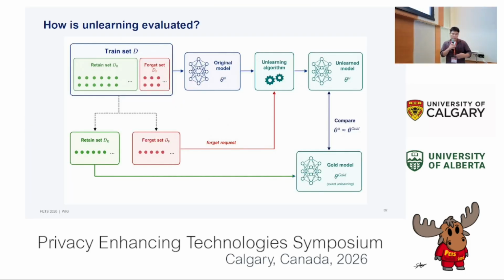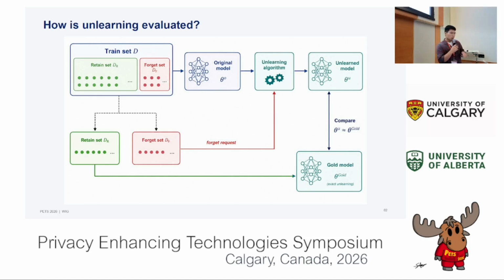So let's start by saying what unlearning is and how unlearning is evaluated. Unlearning is like a task that is the reverse of learning. Its task is to forget specific data from a learned model. Unlearning is evaluated by first having the original model, which is trained on the train set. The train set is composed of the retain set, whose information we wish to retain, and the forget set that we wish to forget.